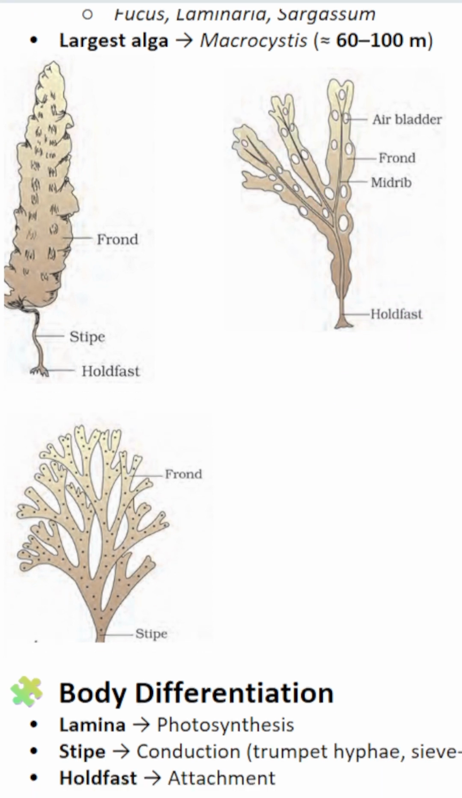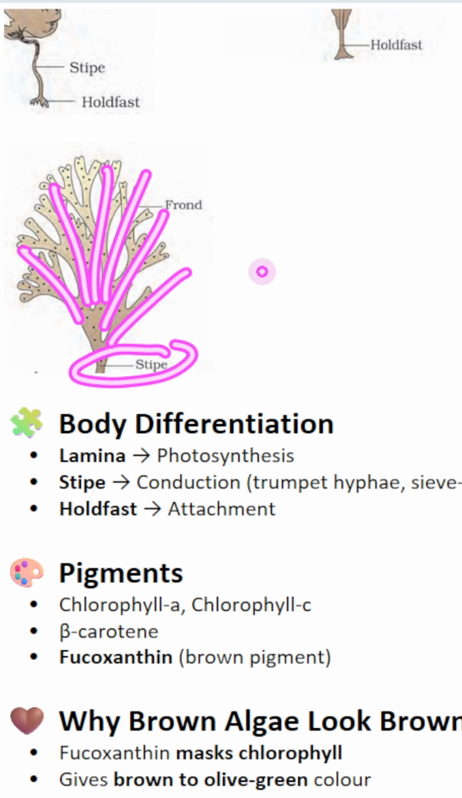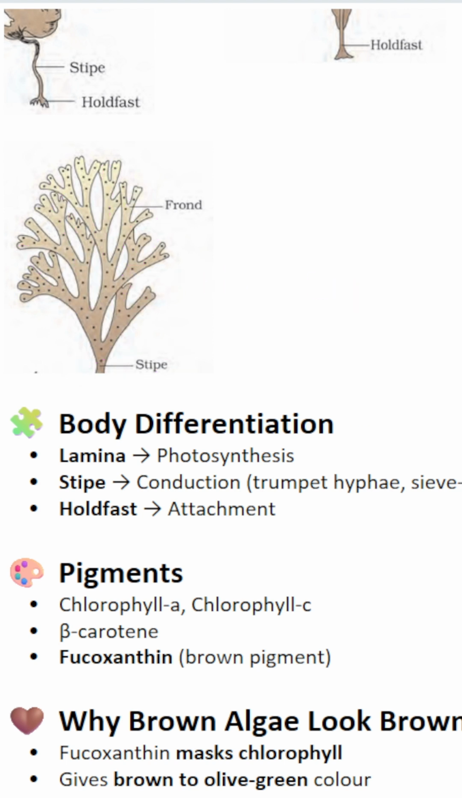Next we find the very advanced type, where the stipe is present, but the frond is profusely branched. So we find three basic types of algae. The first is called Laminaria, the second is called Fucus, and the third is called Dictyota. These are the three different types of brown algae.